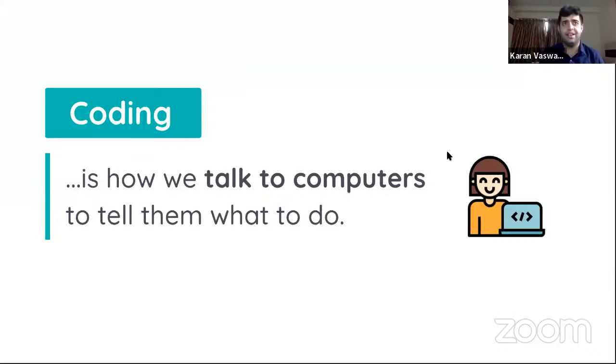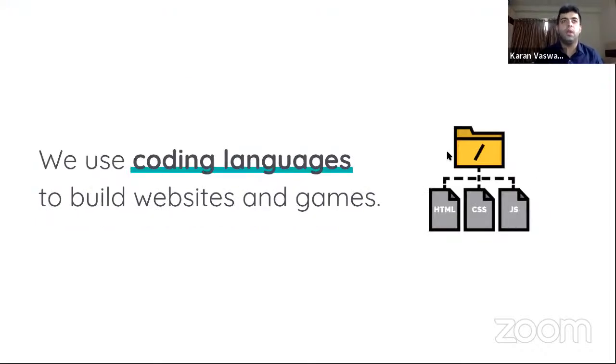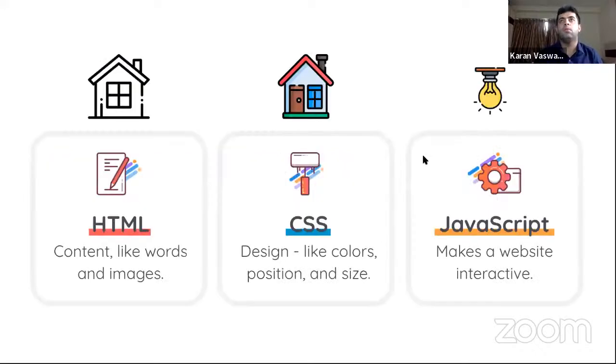Now, coding basically is how we talk to computers to tell them what to do. We use coding languages to build websites and games. The three languages that we use, and which are quite commonly used in the world as well, are HTML, CSS, and JavaScript. HTML is used for the structure and content of a page, so things like words and images. If you want to add words and images to your page, you would use HTML.